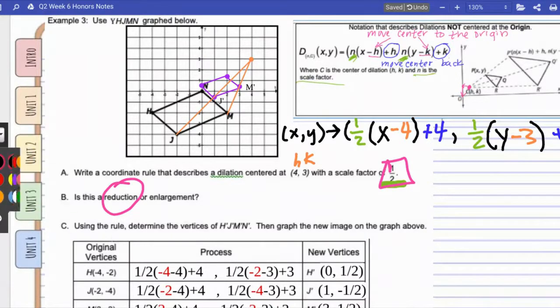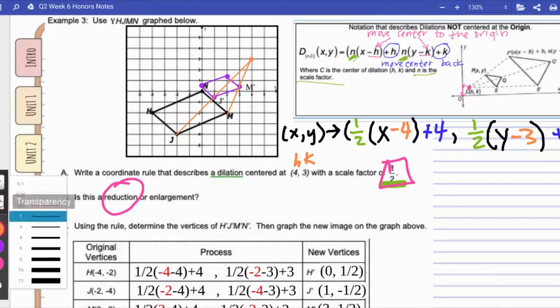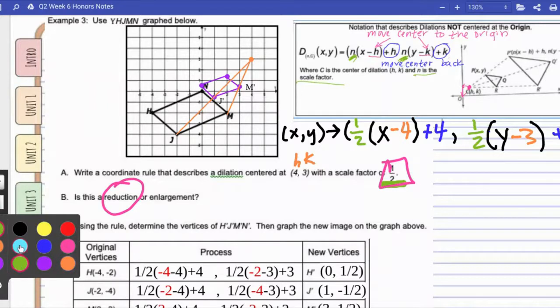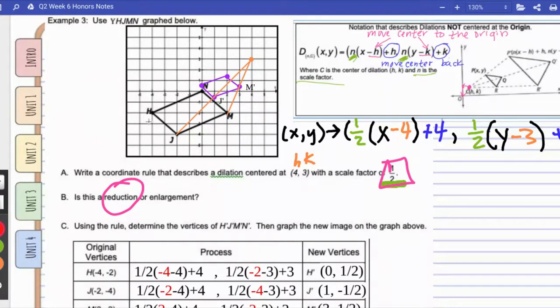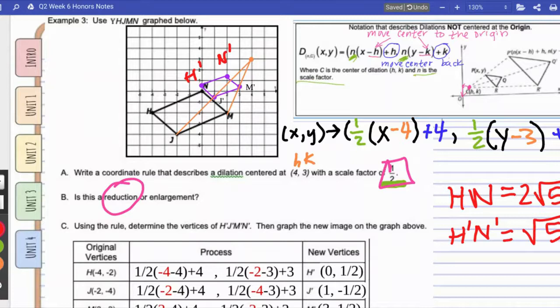Okay, how do I prove the side lengths are half the size? I would have to find the distance of every single side. So let's say I found the distance from H to N. I would get 2 square roots of 5. So the distance from H to N, the original distance, was 2 square roots of 5 when I do the distance formula. And if I look at H prime, N prime, and I use the distance formula, I would get the square root of 5. Well, do you notice how H prime, N prime is half the size of HN? Okay, so that's how we know that our scale factor is right and that we followed the process correctly.